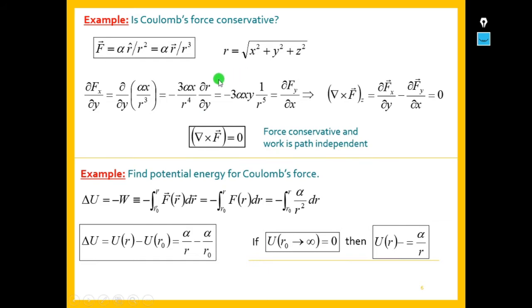In the same way, if we sort out all these values, ∂r/∂y gives minus 3 alpha x y times 1 by r to the power 5. This is equal to ∂Fy/∂x. This implies (del cross F) z component is equal to ∂Fy/∂x minus ∂Fx/∂y, which is equal to 0. So all the values will be equal to 0. Hence del cross F is equal to 0, because the force is conservative and work is path independent.